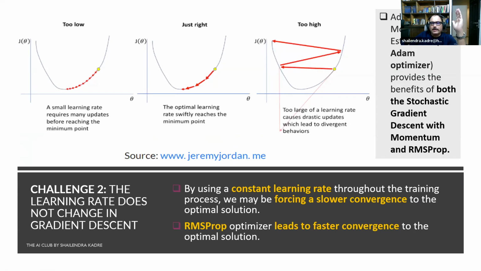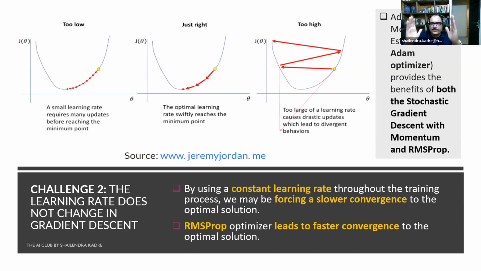I'm not getting into detail on what the Adam optimizer is and how it looks. But it is a very standard optimizer which is accepted as a baseline by researchers when used in training. It combines the benefits of stochastic gradient descent with momentum and RMS prop. RMS prop is another optimizer. So what is stochastic gradient descent? We are going to discuss it in the next slides.